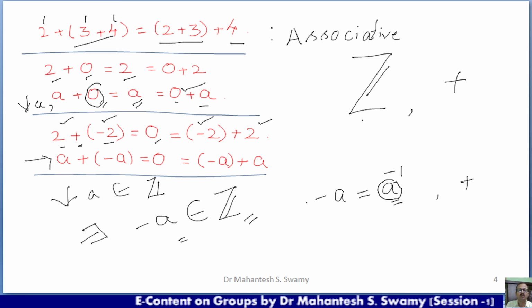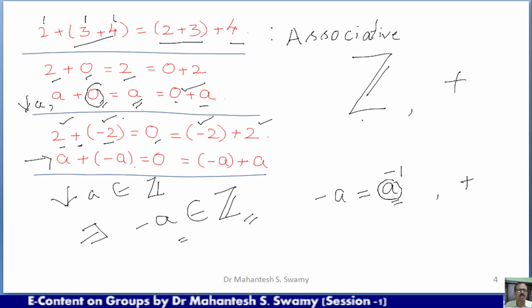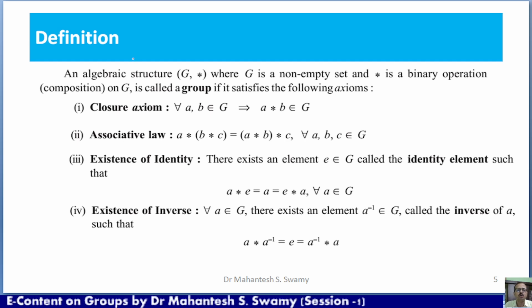So we have seen what is meant by a set, what is meant by the binary operation, and what are the important properties that are being satisfied by the binary operation with respect to the given set, that is either the set of natural numbers or the set of integers. Now let us move on to the most important thing, which is the definition of a group. So what is the definition? You please see here.